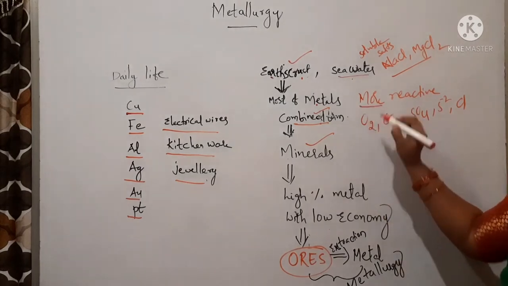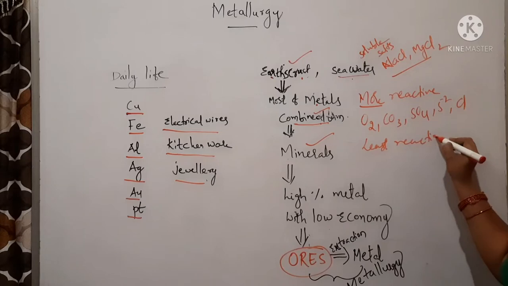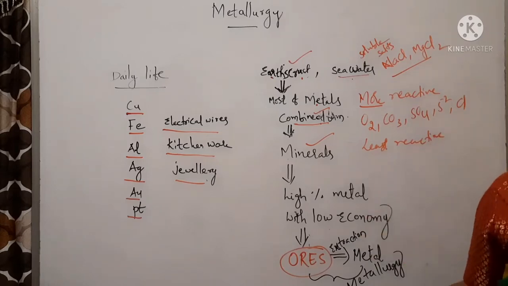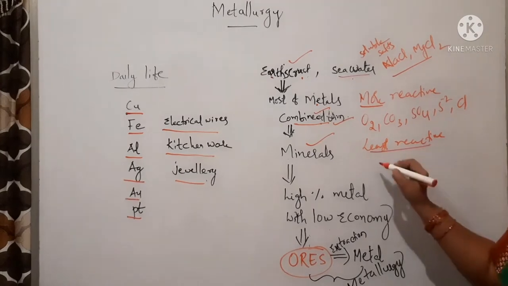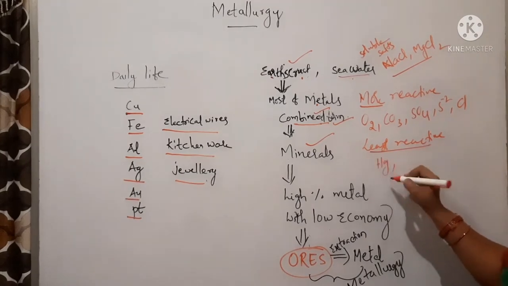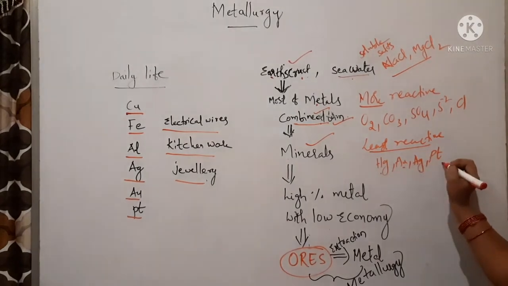But a few metals which are least reactive are mostly present in the native form or free state, not in the combined form. And the least reactive metals, which you have to remember, are mercury, gold, silver and platinum.